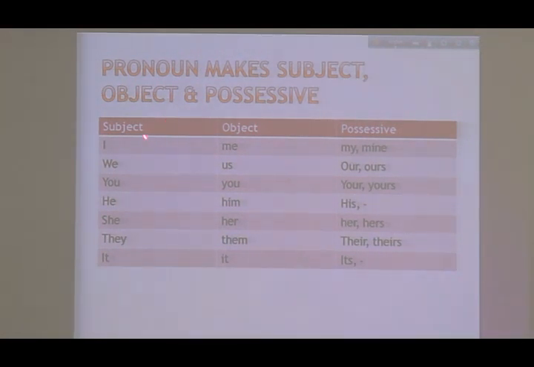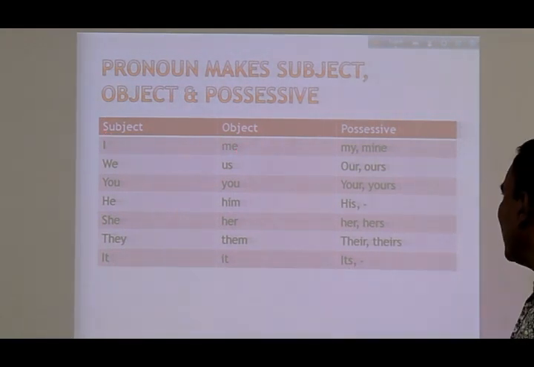What is the difference between subject and object? You know, all the pronouns in this column are used as subject. All the pronouns in this other column are used as object. Me cannot be used as subject. If I is used as object, then I must be turned into me. Okay.